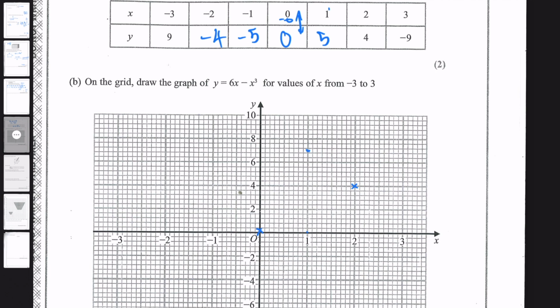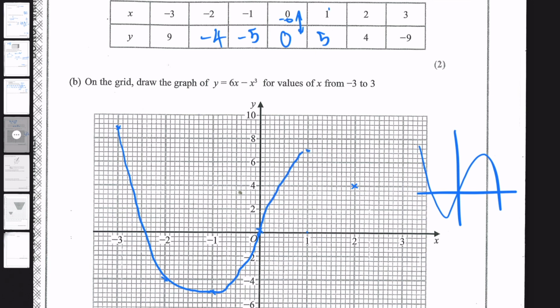Going the other way, along to minus 1 and down to minus 5, which will be here. Along to minus 2 and down to minus 4. And then along to minus 3 and up to 9. So it should go like this. And you can see it looks like this graph that we looked at just a minute ago. So there's our backwards N shape. And you don't use a ruler, you've just got to make sure you connect them up with one smooth curve like this.